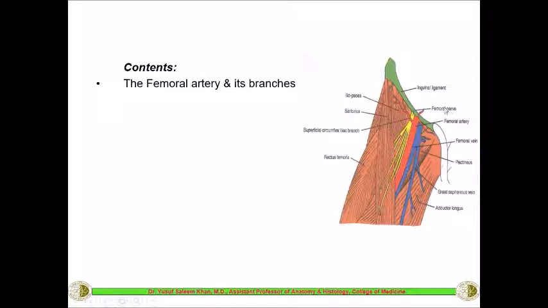So this is the femoral artery, which is again very important clinically, especially in case of the lower limb. If they ask you to examine the pulsation of the femoral artery, this is the place where you are supposed to feel the pulsation, just below the inguinal ligament. So this is the femoral artery here.